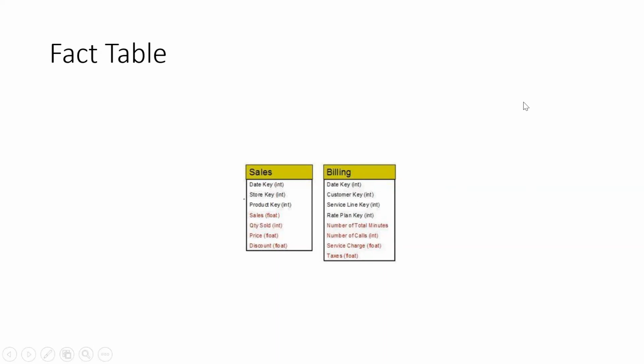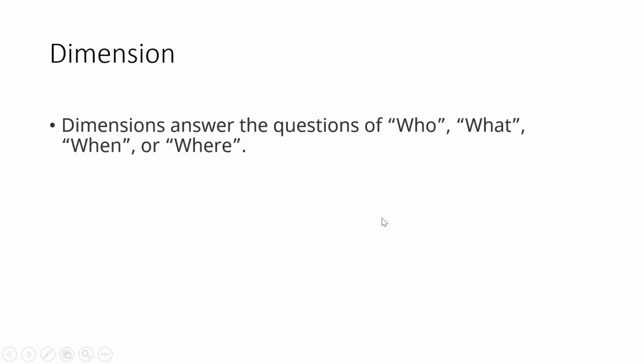Service line key. There is a service line table, a dimension table. Just like the same, the top key columns are foreign keys in the fact table, and the section below holds the main facts. You can see number of total minutes, number of calls, service charges, taxes. So those are facts. The fact table consists of the foreign keys and those original facts.